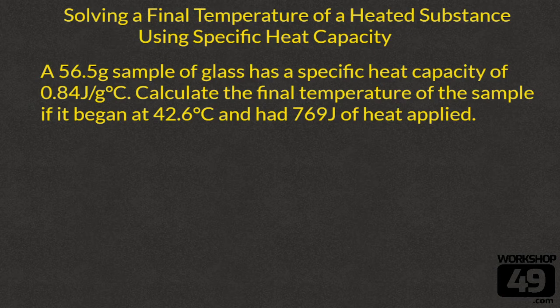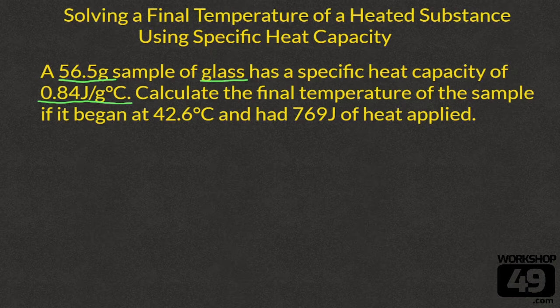As we read this question, we're going to highlight the key points. A 56.5 gram sample of glass has a specific heat capacity of 0.84 joules per gram degree Celsius. This glass is important because it tells us that this has to be the specific heat capacity. If that value is not provided in the question, you're going to have to find that in a table, either somewhere in your textbook or in a table online.